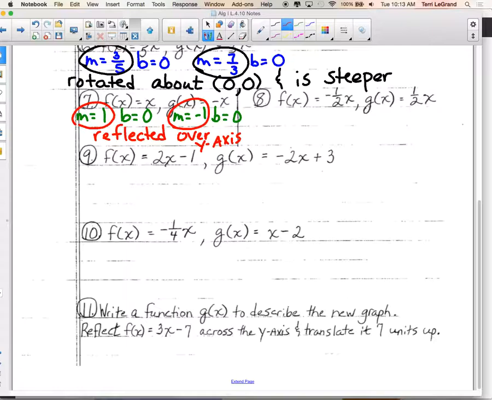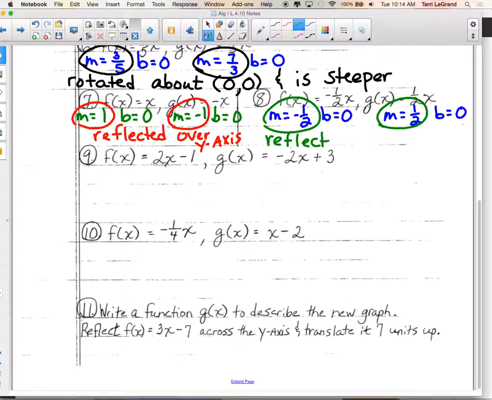Okay, let's look at the next one then. F of x, is that the parent function? Negative 1/2 x? No, doesn't matter though. What transformation occurred, or transformations, if there's more than one? Reflection. Just a reflection, that's it. How do you know? The slopes are what? Opposites of each other. Reflected, and what's it reflected over? Y-axis. It has to have a line of reflection, okay?